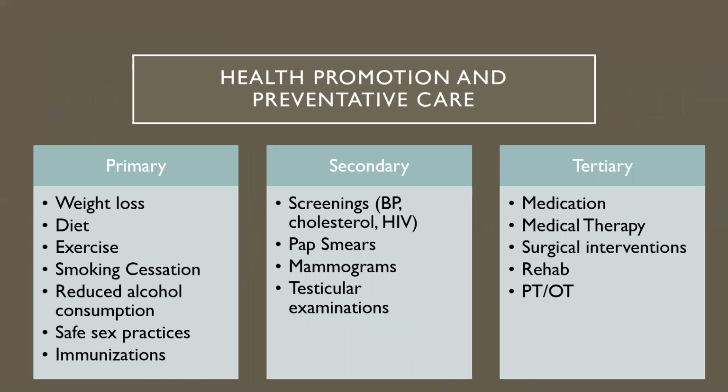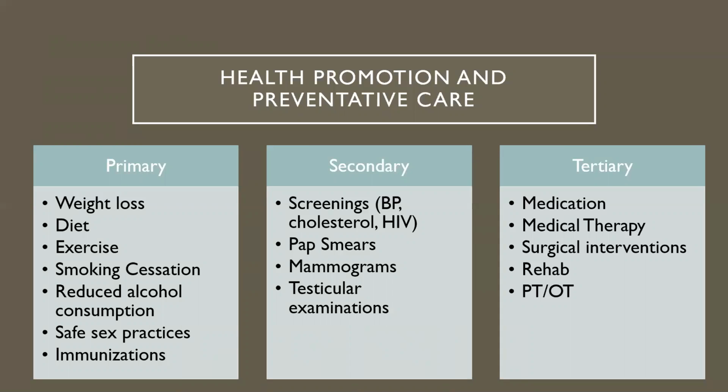We want to look at health promotion and prevention. So again, reflecting back on primary, secondary, tertiary prevention techniques. We remember that primary is trying to prevent it from happening in the first place. So we're trying to do a lot of lifestyle modifications: weight loss, diet, exercise, smoking cessation, reduced alcohol consumption, safe sex practices, immunizations. Secondary techniques would be different types of screening. So blood pressure, cholesterol, pap smears, prostate examinations, mammograms, testicular examinations.